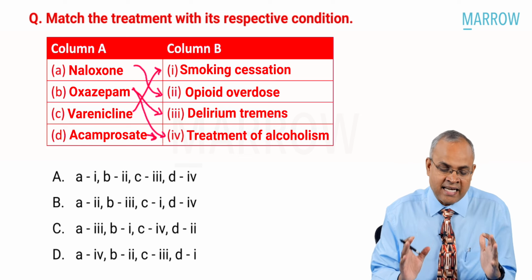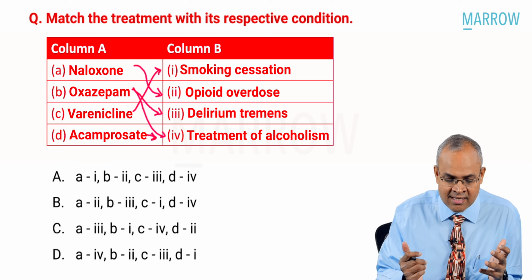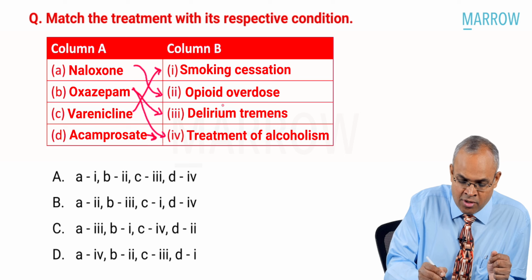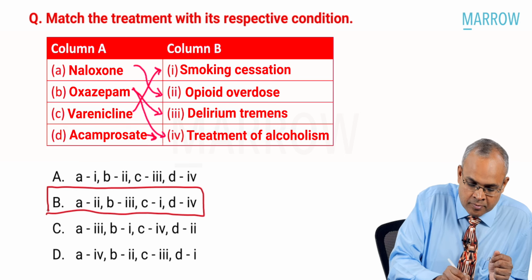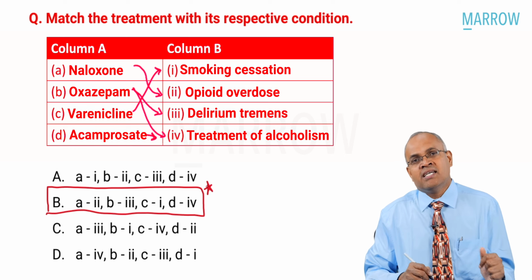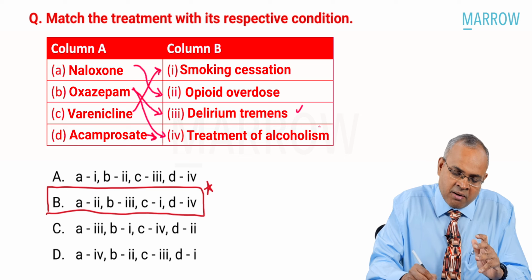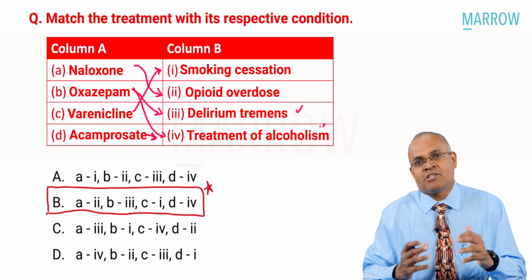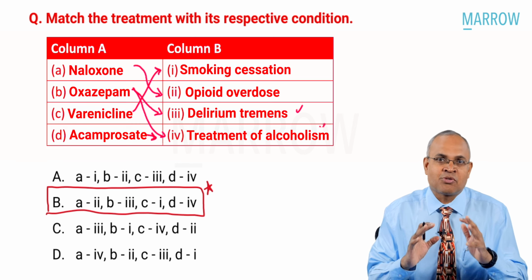So, with this understanding, if you look at the choices, what is the answer you think? If you look at it, you will realize that naloxone, opioid. So, this choice B is the answer for this question. A pretty comfortable question. Of course, delirium tremens and treatment of alcoholism has some overlap, but with the other choices, there's not much confusion with this question. And I'm sure all of you would have answered this question correctly.